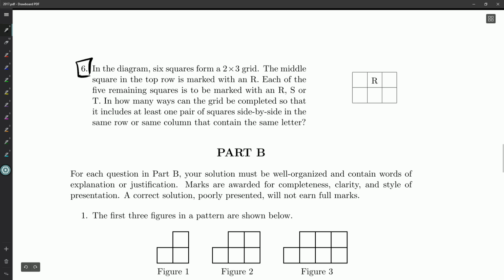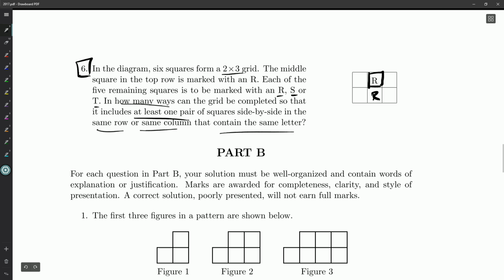So this is A6. In the diagram, 6 squares form a 2 by 3 grid. The middle square in the top row is marked with an R. There it is. Each of the 5 remaining squares is going to get an R, S, or a T. In how many ways can the grid be completed so that at least one pair of squares side by side in the same row or same column contain the same letter?